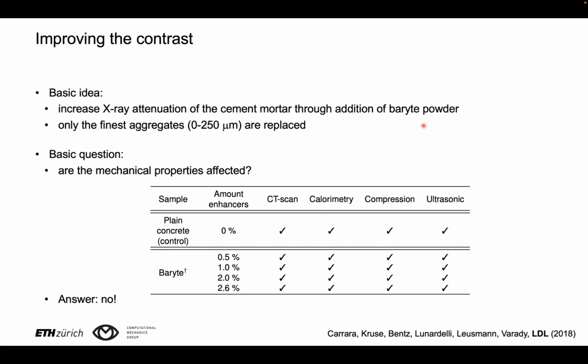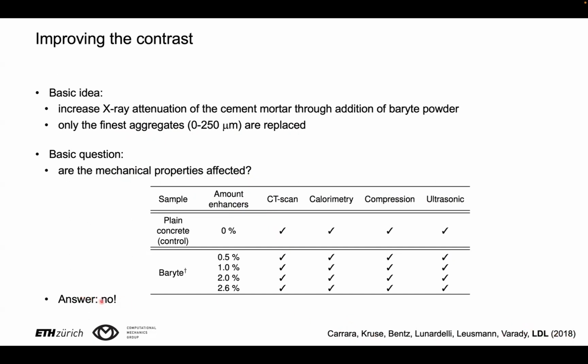Now, of course, we needed to be careful while doing this because we did not want to modify the mechanical properties of the concrete. Otherwise, we would run into a problem of altering what we are going to measure through the one of the means of enabling these measurements. So first of all, we made sure that only the finest aggregates were replaced. But then we carried out an extensive series of tests to evaluate whether the mechanical properties were affected. Interested people can find all the details in this paper.